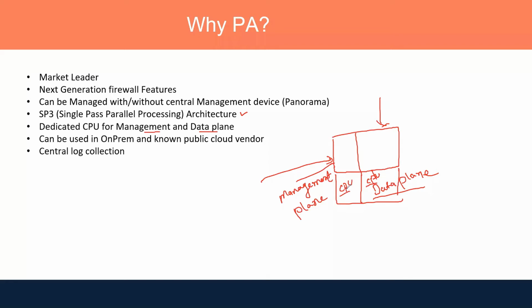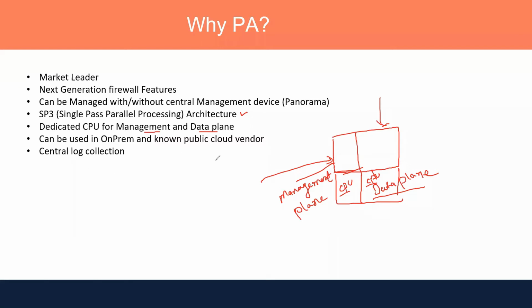Whether management plane or data plane utilization goes high, they are not going to affect each other. For example, you might have seen in your organization, if an attack is happening on the firewall and the firewall is trying to mitigate it, and for any reason your CPU utilization goes very high, you won't be able to access the firewall. ASA or a Checkpoint firewall has a shared CPU model for both, so if utilization goes high, you won't be able to access the firewall device itself. Here the story is different. Even though your data plane utilization goes very high, you would still be able to access your firewall and place the rule.